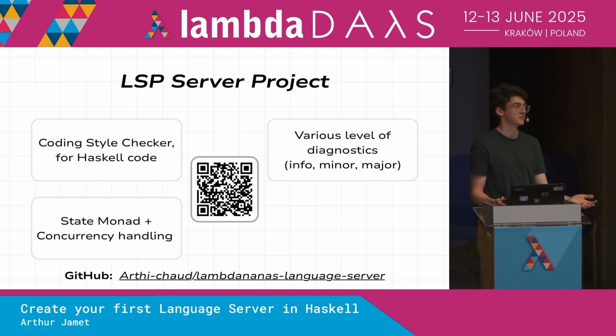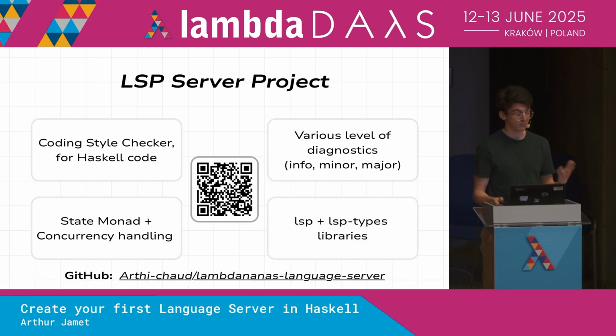Since there are so many events that the LSP server would have to handle, even though there is only one user of the IDE, there would be some kind of state management and concurrency handling. The state would basically store the diagnostics that have been reported by the linter. And so it will be implemented in Haskell using the LSP and LSP types libraries. The LSP library is basically the network layer that's responsible for receiving the information from the client and sending data back to the client. And LSP types is an auto-generated library from a JSON specification of the protocol. So it's always up to date.